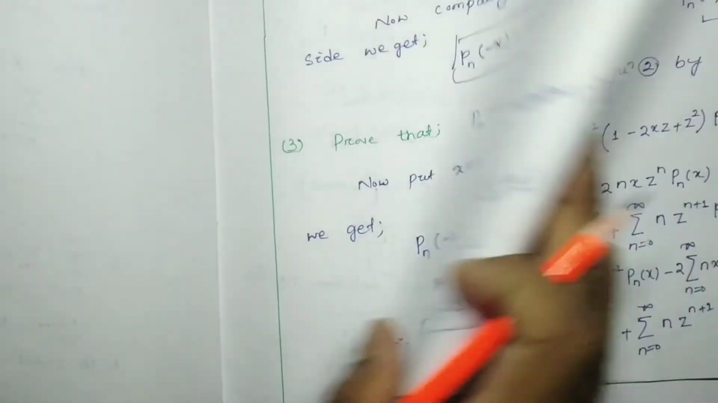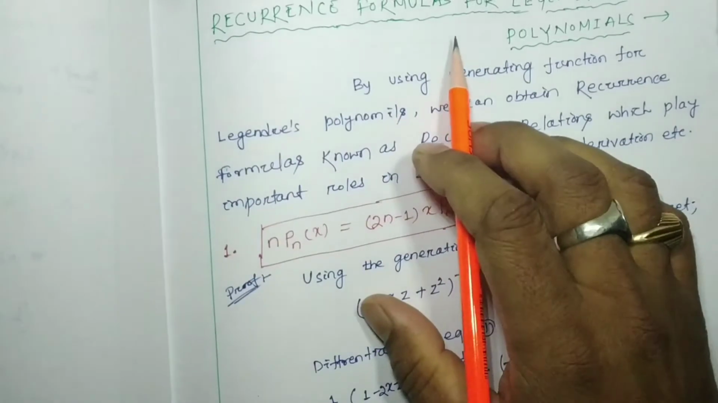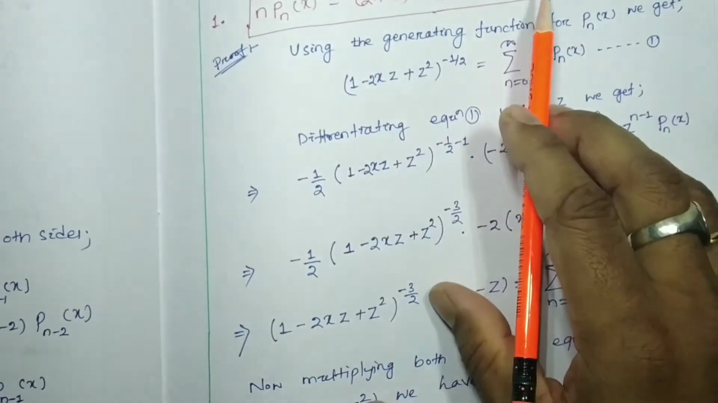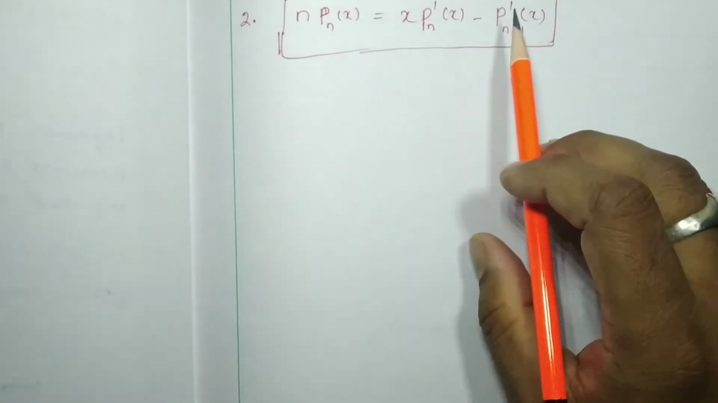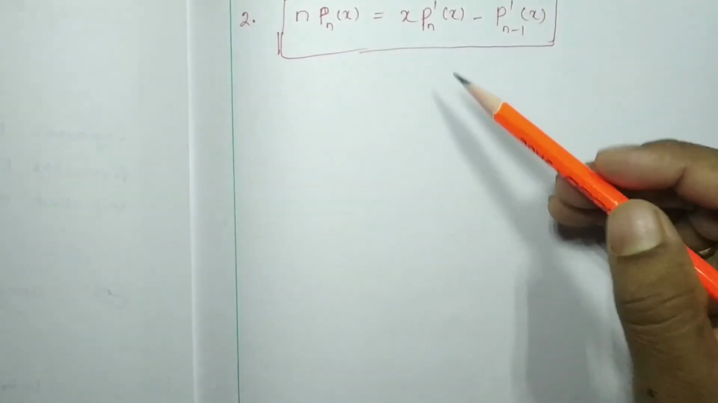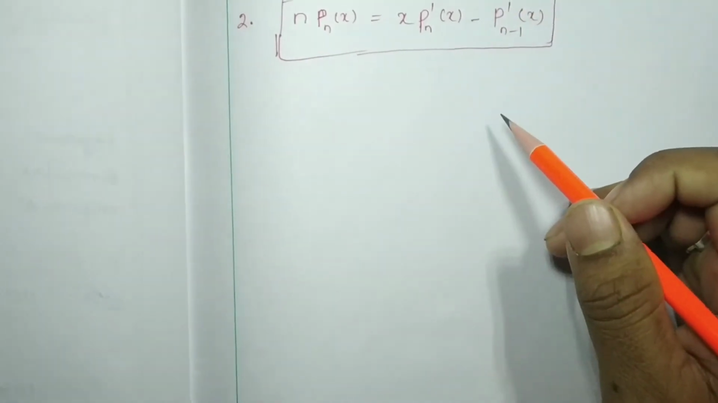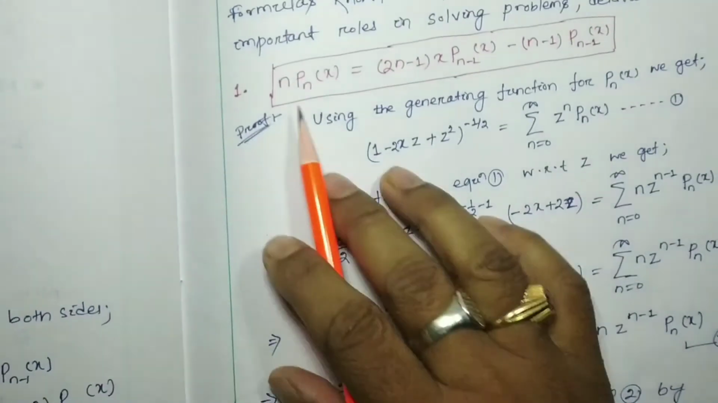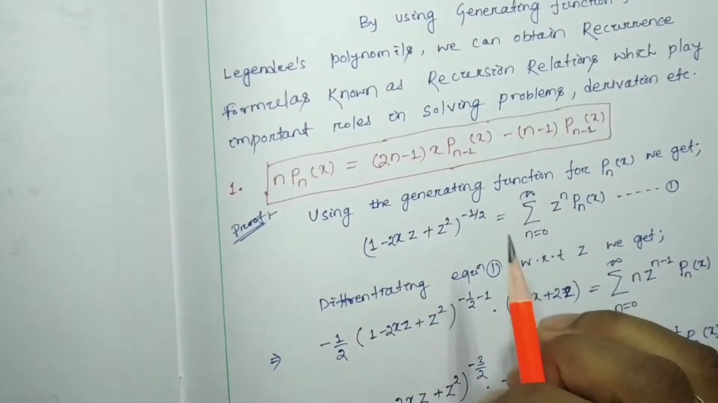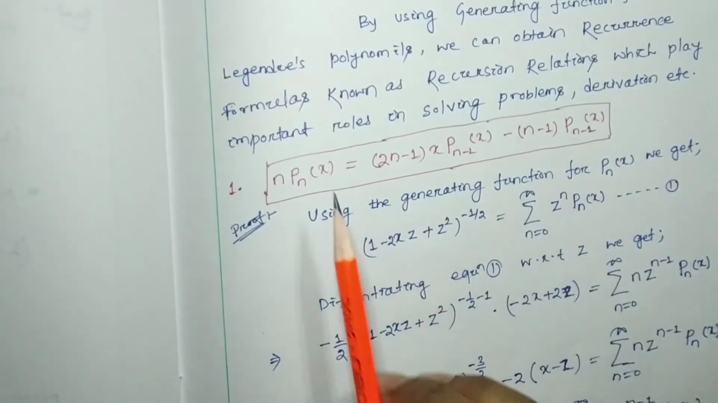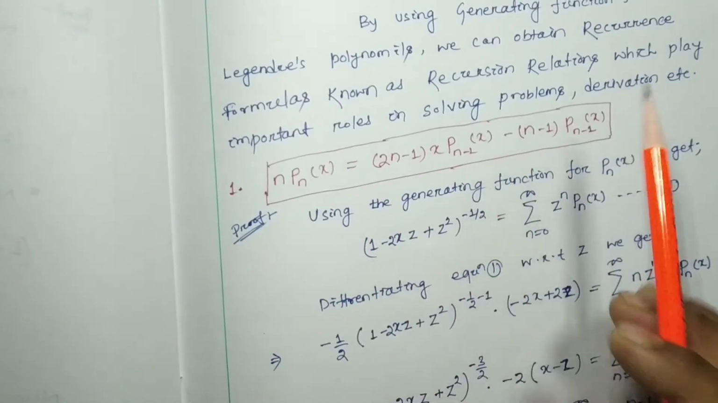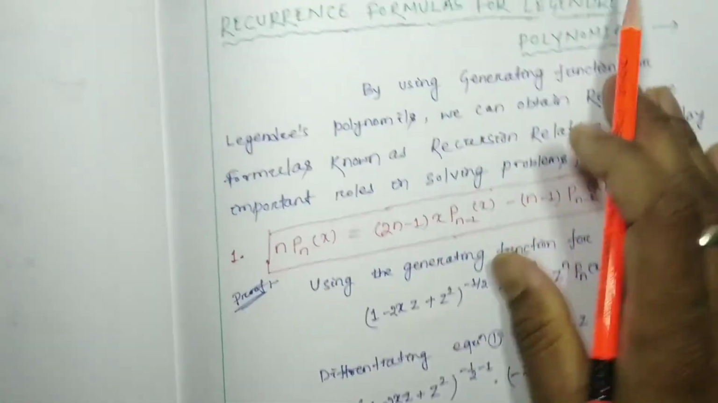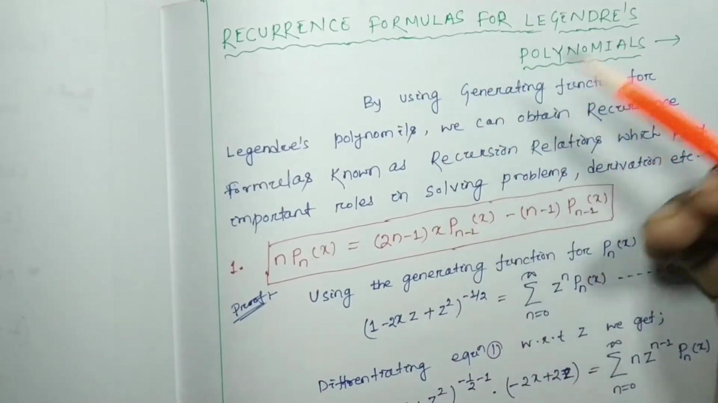Next we have to go for the recurrence formulas for Legendre polynomials. In this class we are going to discuss only one recurrence formula. Next class we will discuss another 5, a total of 6 recurrence relations. So today we are going to discuss this one recurrence relation. First we have to know what a recurrence formula is and why it is important.